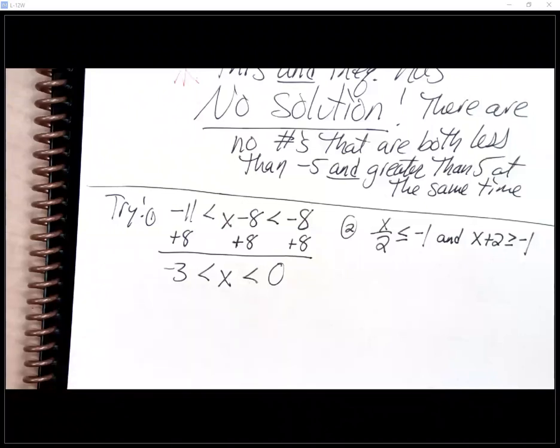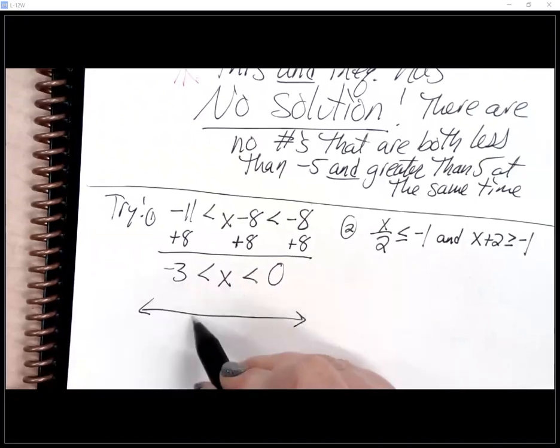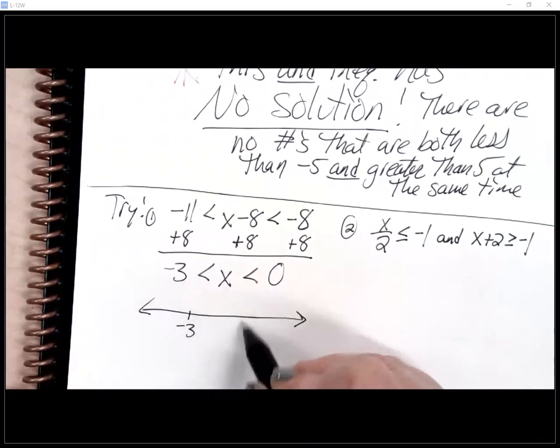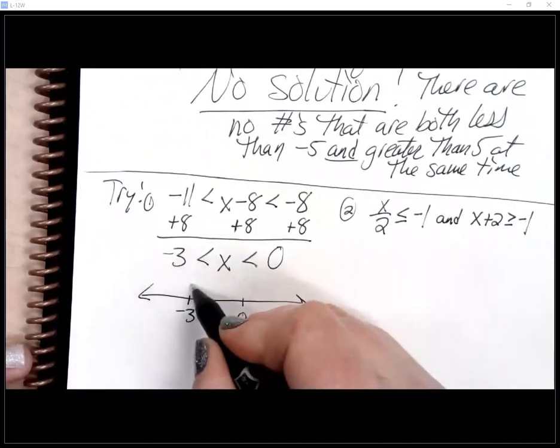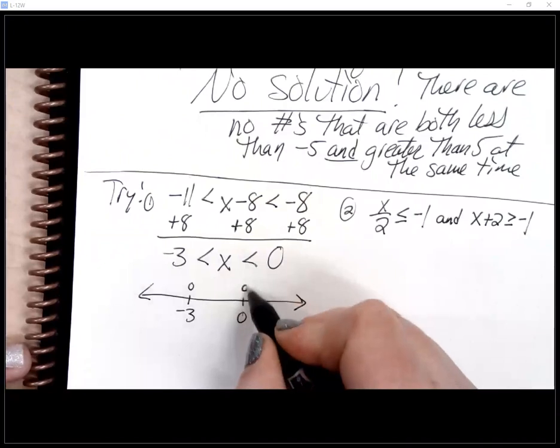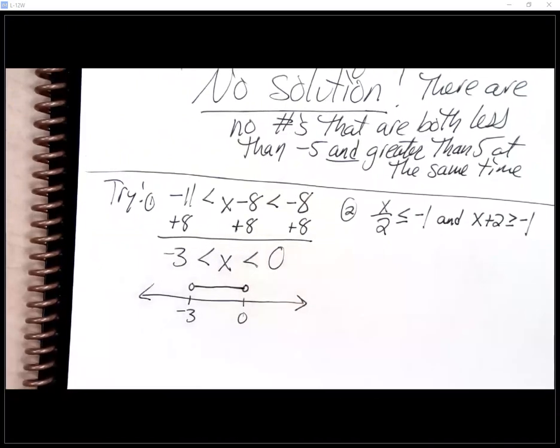And then if I'm going to graph it, these, in my opinion, are a little bit easier to graph. I got the -3, I got the 0. It just so happens we're going to have open at both. These could be closed, right? If they had a bar underneath, but they don't. So there it is.